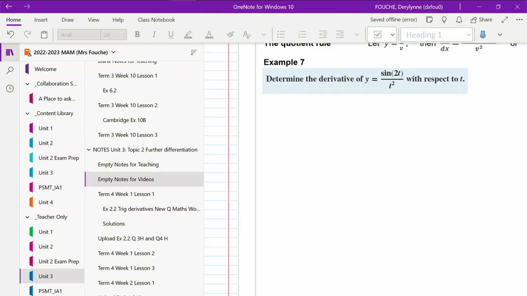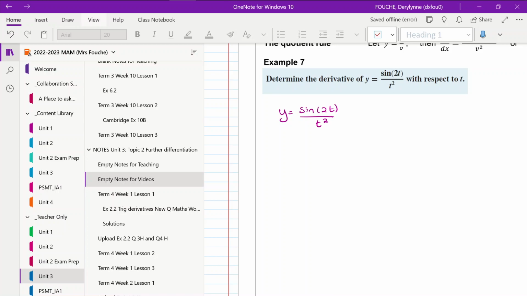Alright, now we're going to look at some questions that use the quotient rule. Again, you'll notice that splitting a fraction or trying to simplify with my exponent rules will not help me, and so definitely the quotient rule will be the simplest way of doing it. So we have y equals sine of 2t over t squared.